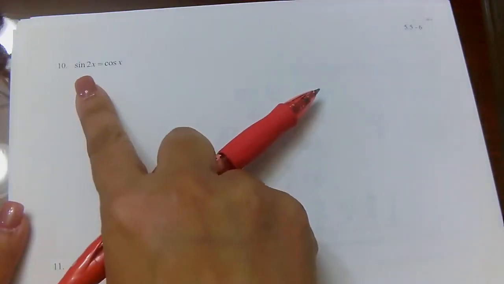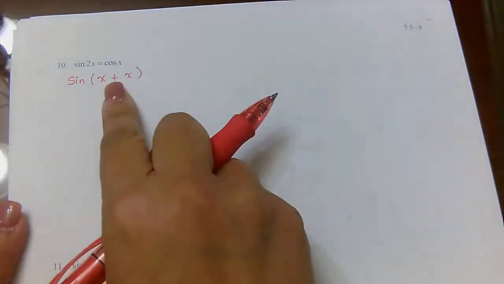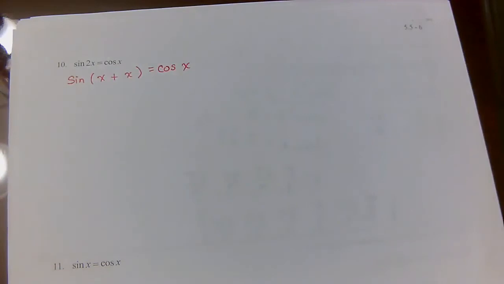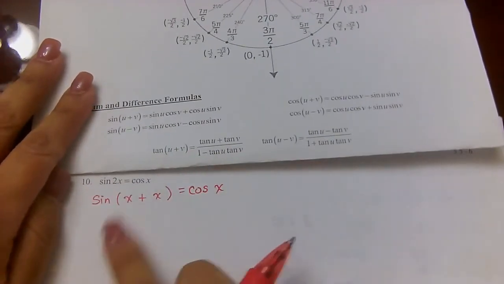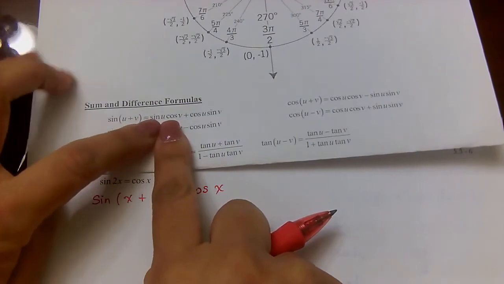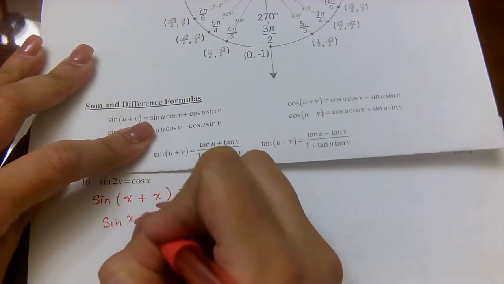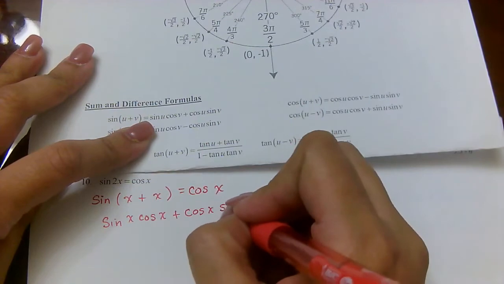Okay, for number 10, the first thing I'm going to do here is break up sine 2x. This is going to be the same thing as sine of x plus x, okay, is equal to cosine of x. I'm going to use my sum and difference formula to help me evaluate this. Okay, sine positive, sine positive. So I'm going to use this one. Okay, this will be sine of x cosine of x plus cosine of x sine of x.